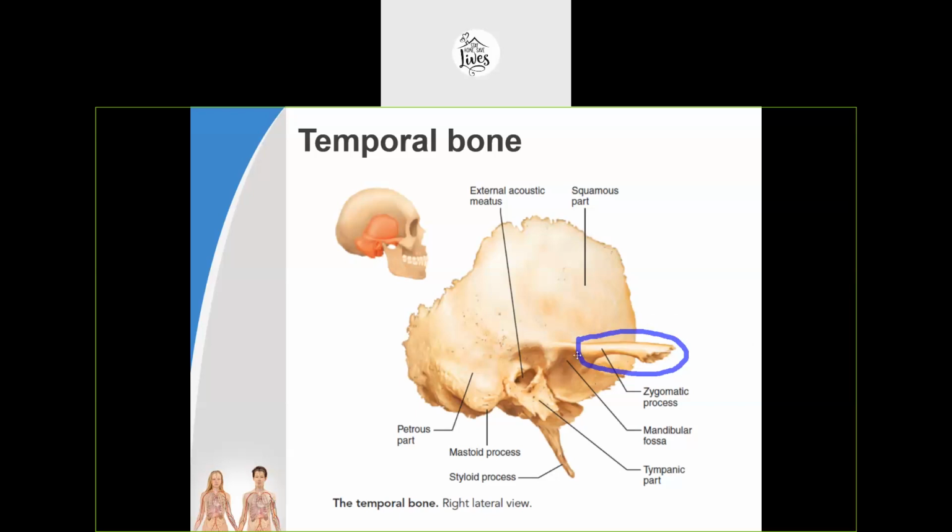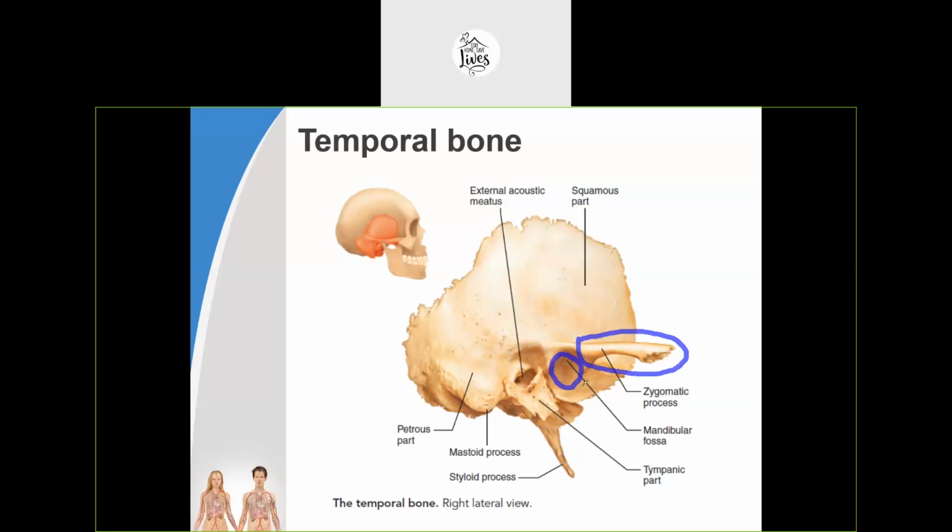Besides this, on the squamous part of the temporal bone, we find the mandibular fossa. This is on the inferior surface, and this part receives the condylar process of the mandible, that is the lower jaw bone, and it forms the freely movable joint called the temporomandibular joint, or the jaw joint.